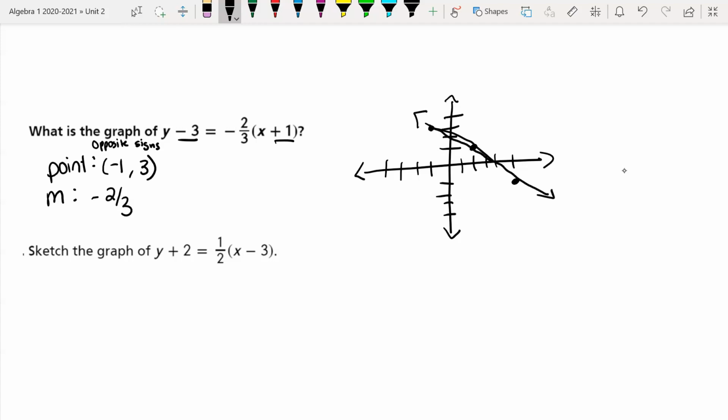Mine's just crooked because of the way I set up my graph, because I drew it myself. All right? So I want you to pause the video and try this one. It's very similar. Find a point, use your slope to graph it.